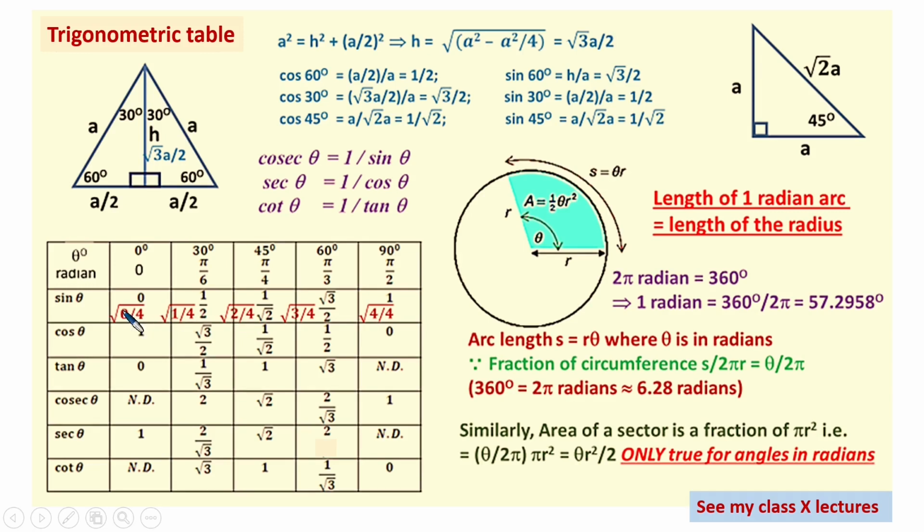So if you take this square root, the sine function will be 0. 1 by 4 square root will be half. So go through it, this is very easy. 4 by 4 is 1. 3 by 4 is root 3 by 2. And 2 by 4 is 1 by 2, so the square root of this will be 1 by square root 2. So this is very trivial.